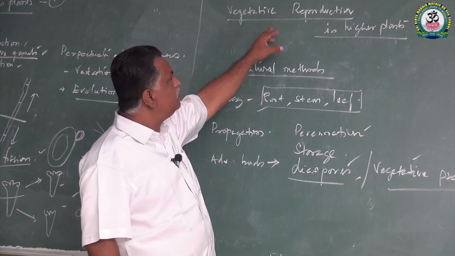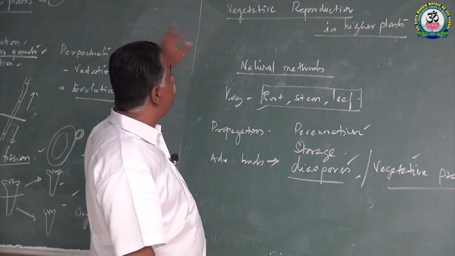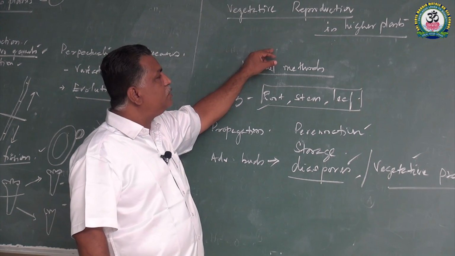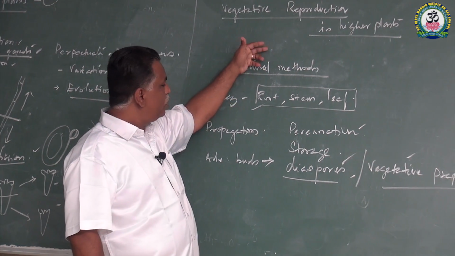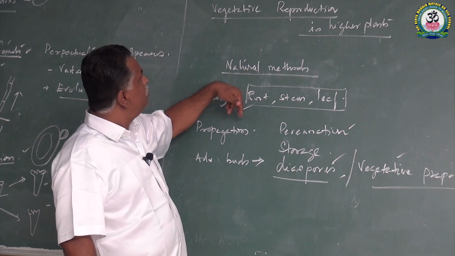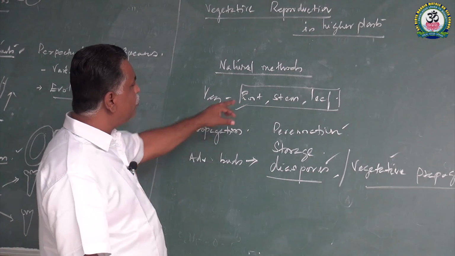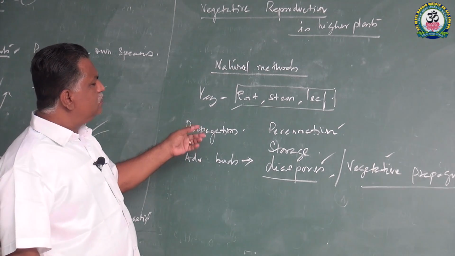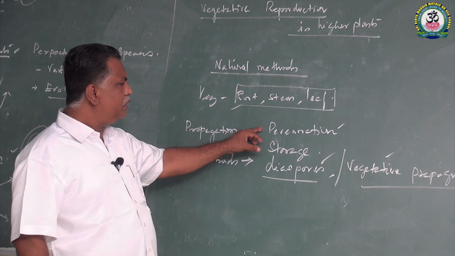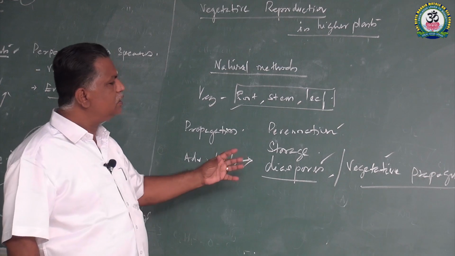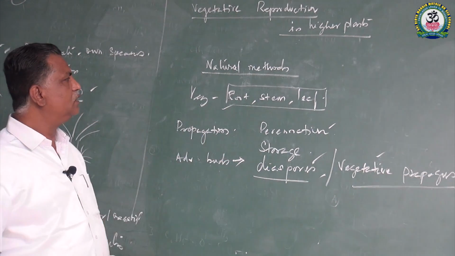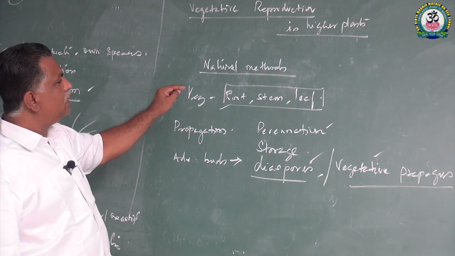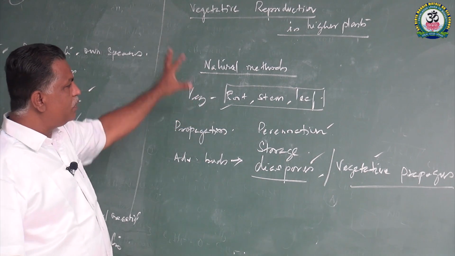What is vegetative reproduction? Vegetative reproduction is a method of asexual reproduction by which the organism reproduces or propagates with the vegetative parts like root, stem, leaf. I think you understood this. And we know that they are meant for perennation and storage. If they are involved in propagation, they are named like this. Now we will see vegetative reproduction in root, stem and leaf one by one.